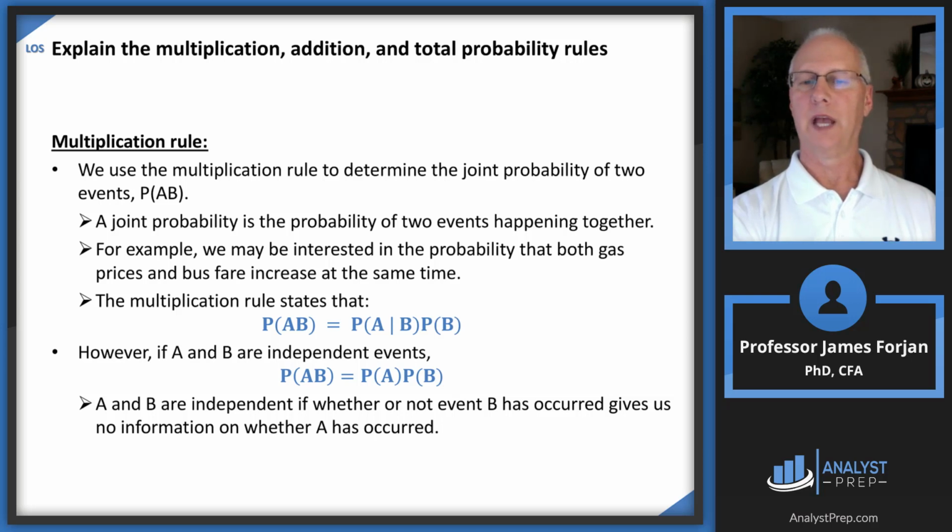And so the multiplication rule states that the probability of A and B occurring together, the gas prices and the bus fare increase, is the probability of the gas price given the bus fare, times the probability of the bus fare. And if A and B are independent events, you don't have to have the slash in there about conditionals.